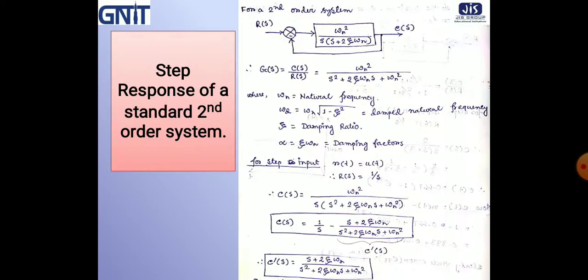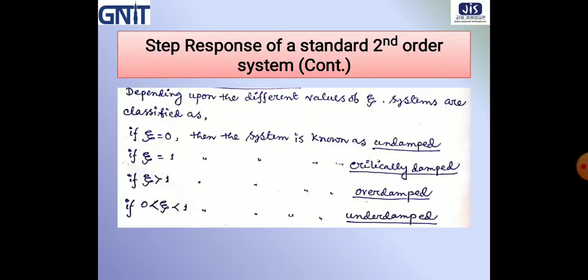Now zeta, that is damping ratio. Depending on the damping ratio zeta, systems are classified into different types. If zeta is equal to 0, then the system is known as an undamped system. So for an undamped system, zeta is equal to 0. And for a critically damped system, zeta will be 1.